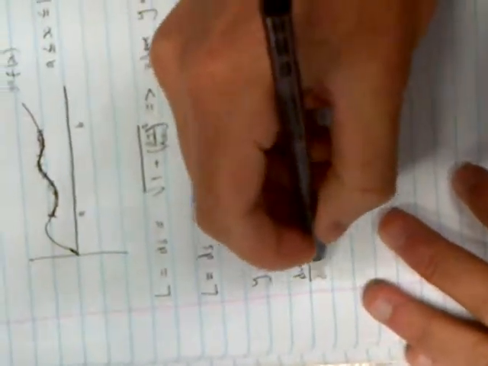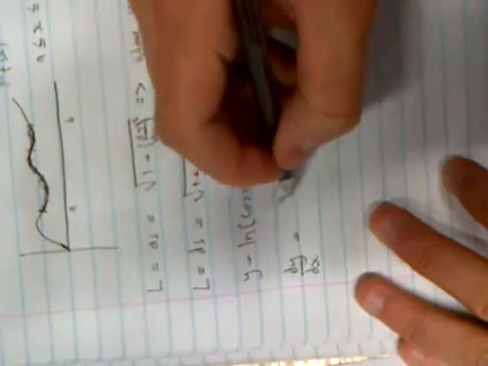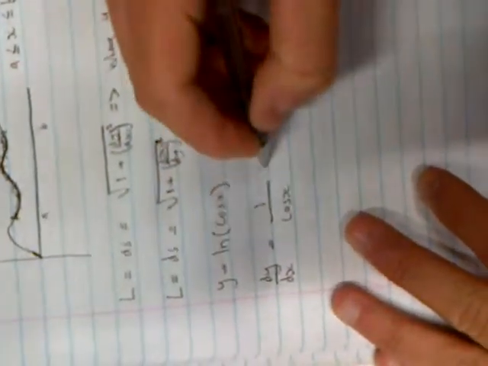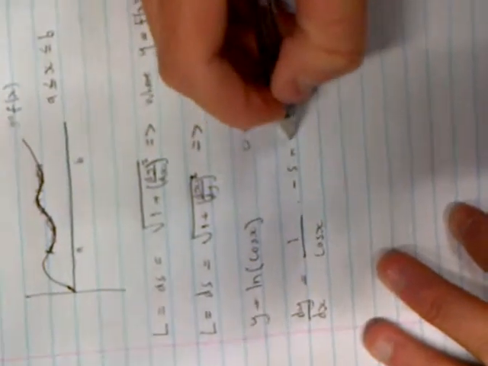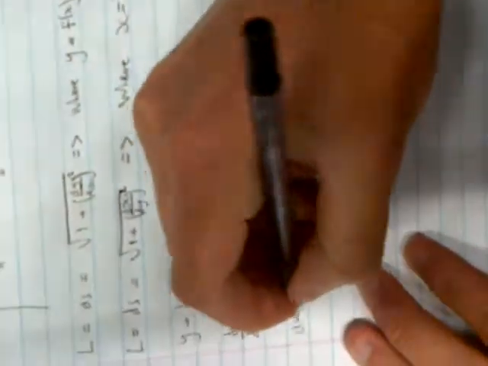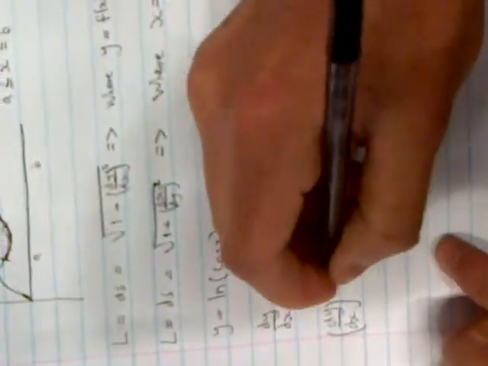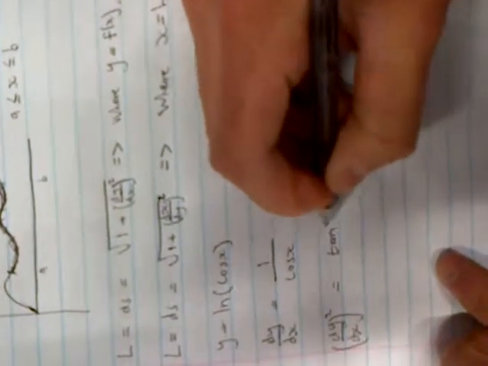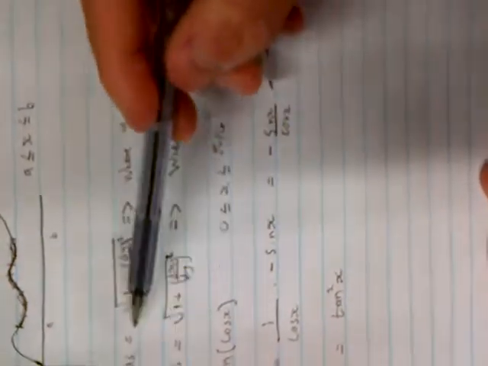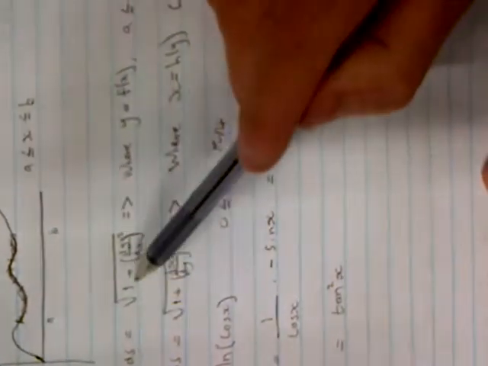Let's first calculate the derivative of our function. So dy over dx equals 1 over cos of x times minus sine of x, which equals minus sine of x over cos of x, which is equal to minus tan of x. Dy over dx squared equals tan squared of x. So we're just simplifying, so we can substitute into our formula of ds over here.